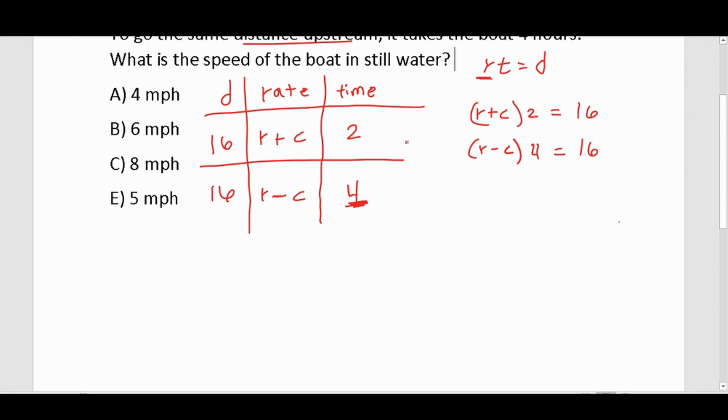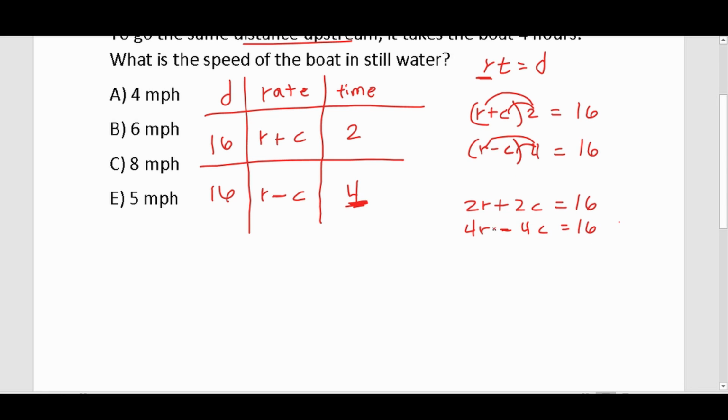Before I go any further, I just want to distribute this 2 to the R and the C, and distribute this 4 to the R and the C. So I'm basically going to distribute it there, and there, and there, and there. So 2 times R is 2R, 2 times C is 2C, equals 16, of course. 4 times R is 4R. 4 times negative C is negative 4C equals 16, of course.